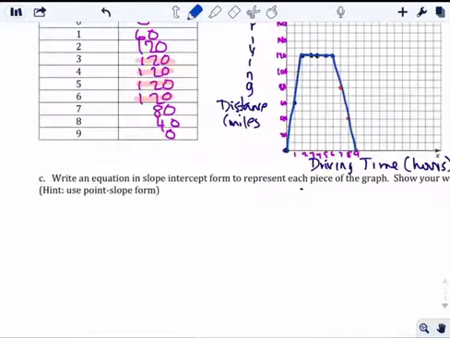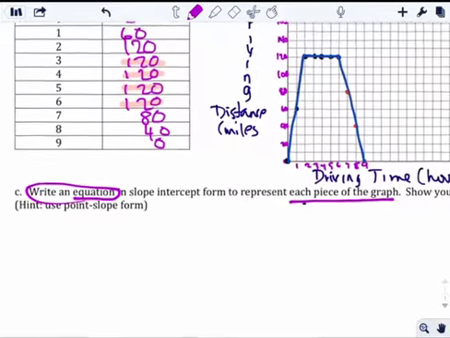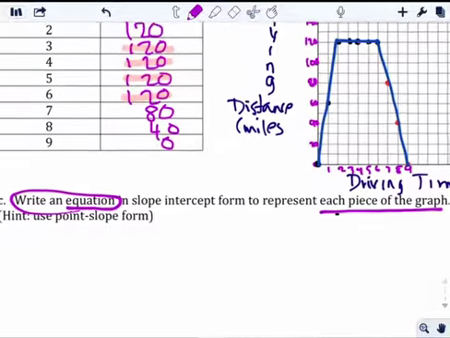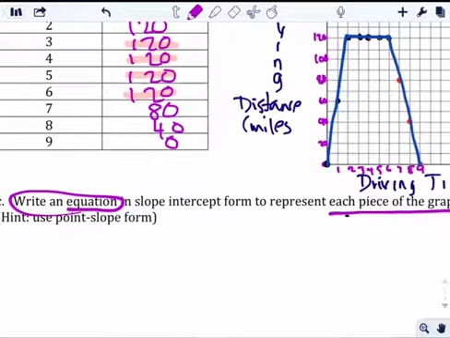And then I'll write an equation for the slope. Now the easiest one for me to represent is this flat one, the one at grandma's. Write an equation to represent each piece of the graph. If you want to label this, you don't have to write it algebraically. If you want to, you can go from 0 to 2 hours.